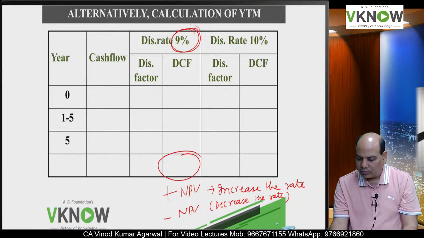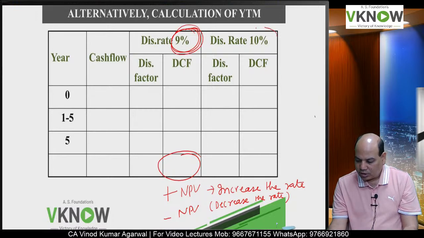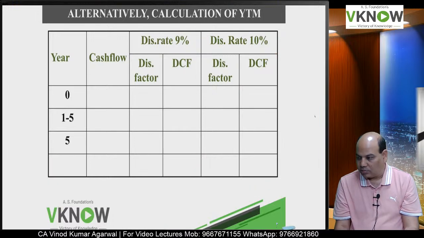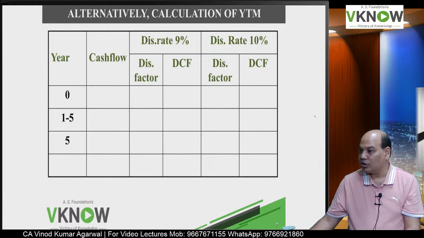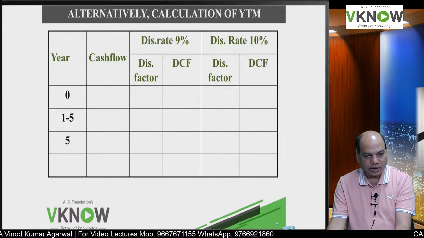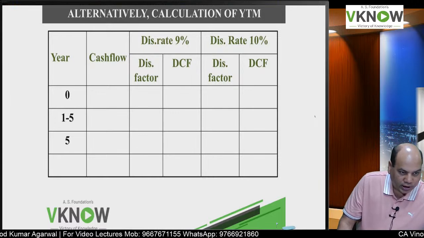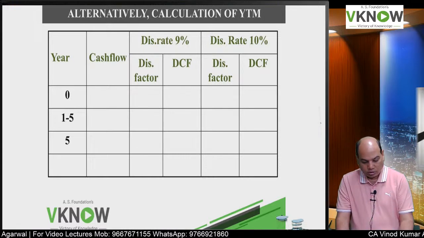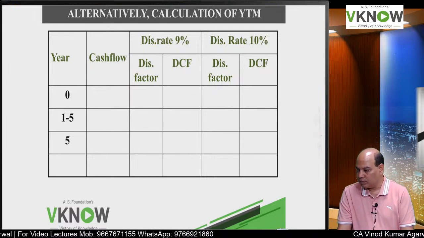So we will take one rate as 9 and one rate as 10, and we'll apply the interpolation method. This method is called interpolation. You must have studied it in mathematics or in IRR class. So now solve.